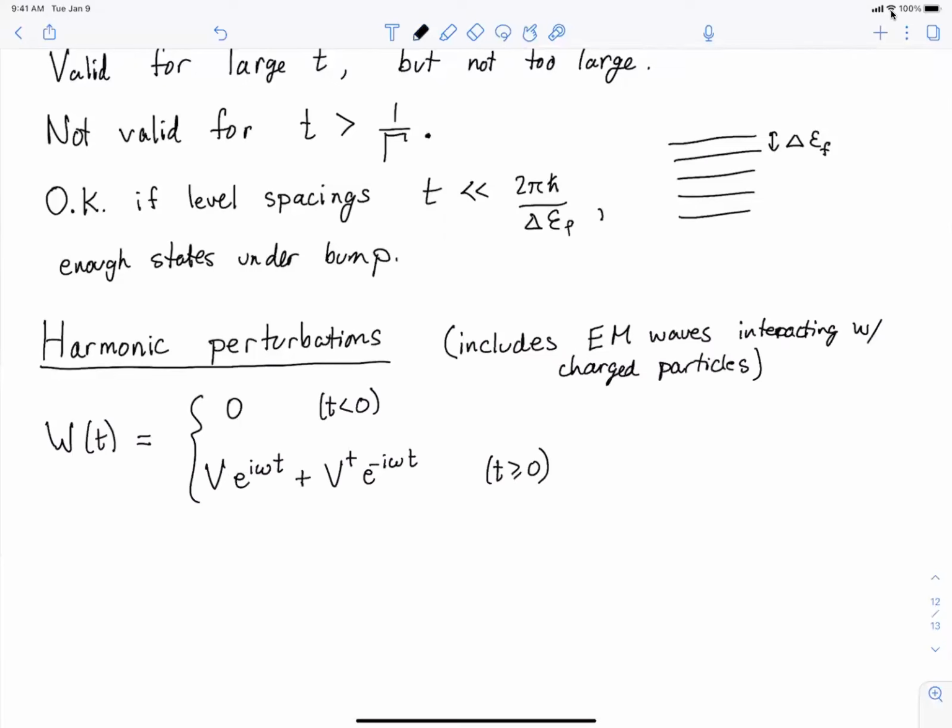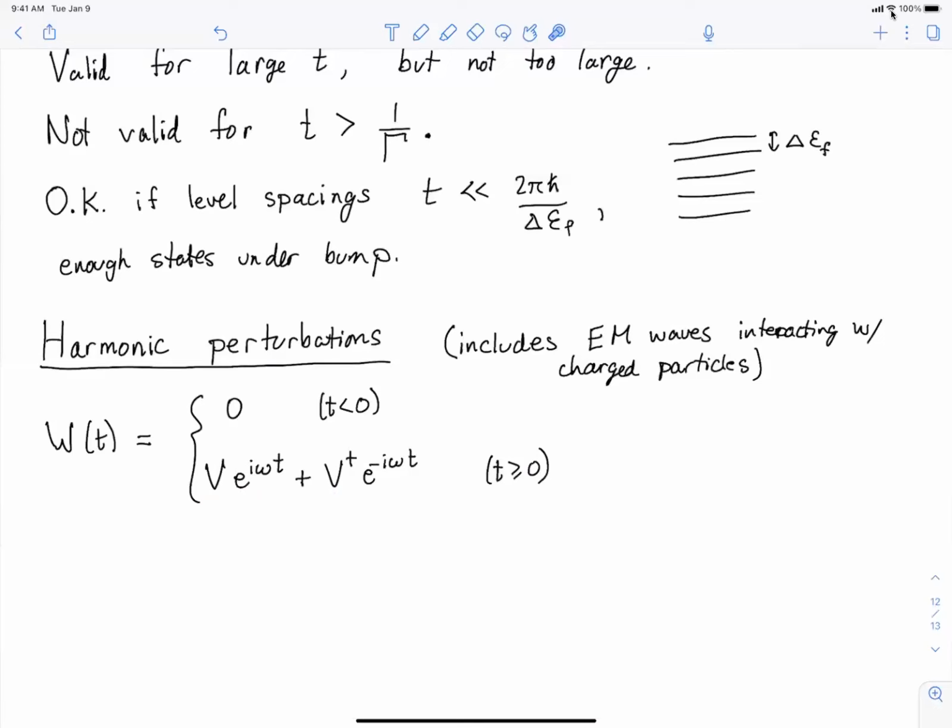Okay, so there I wrote an operator V, but V here doesn't have to be Hermitian as long as I include V dagger. And when I take the Hermitian conjugate of V e to the i omega t, that's going to be V dagger e to the minus i omega t. So the sum of those two things will be a Hermitian operator.